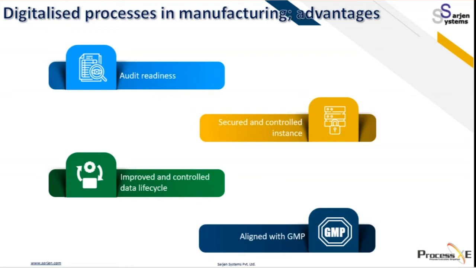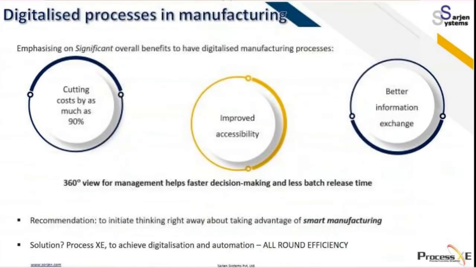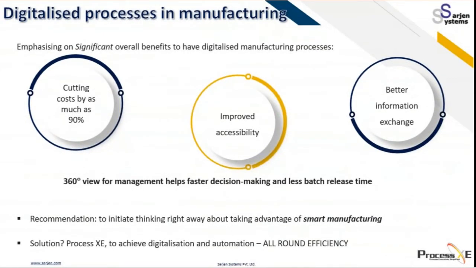If you talk about the major overall benefits of a digitized system, you can cut down your cost by 90%. You can improve accessibility through better information exchange from top management to shop floor management. You will be able to improve your visibility in decision making and batch manufacturing. So before ending this session, I would say digitized manufacturing opens lines of communication and creates a seamless user experience.